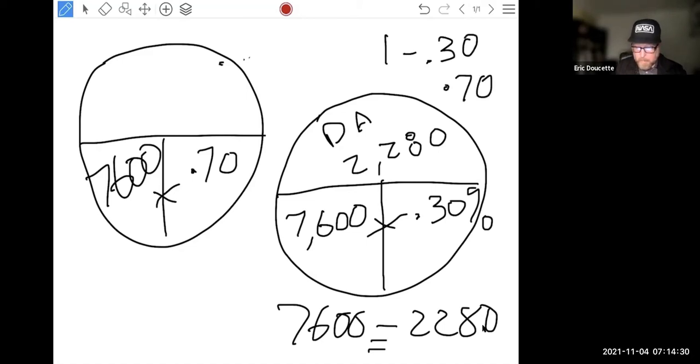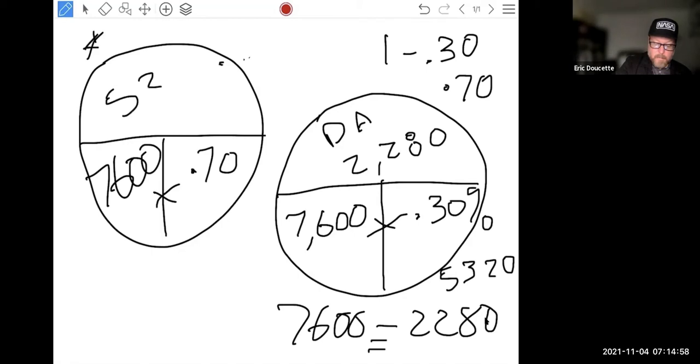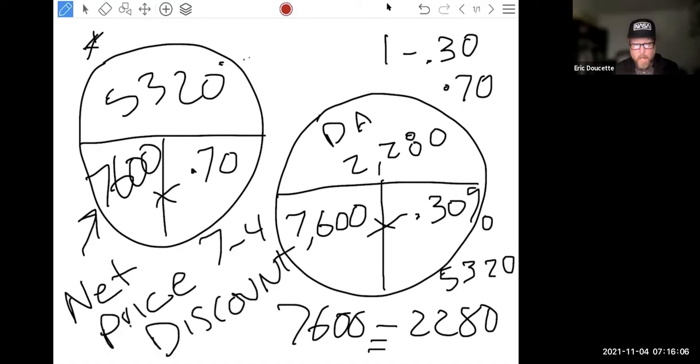So if you multiplied those two together, 7,600 times 0.70, the answer here would be 5320. But now I'm going to do the math for this other one over here, the same thing, 5320. So there you have the new amount of the invoice is now 5320 instead of 7,600 because you got a 30%. By the way, that is called the net price discount, the complement of the discount amount.